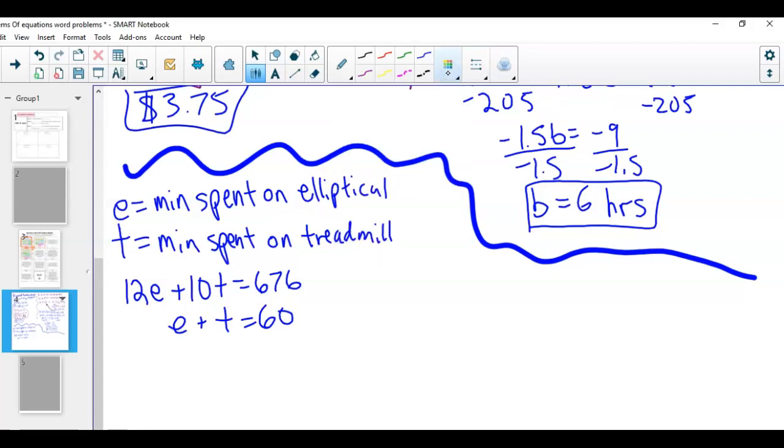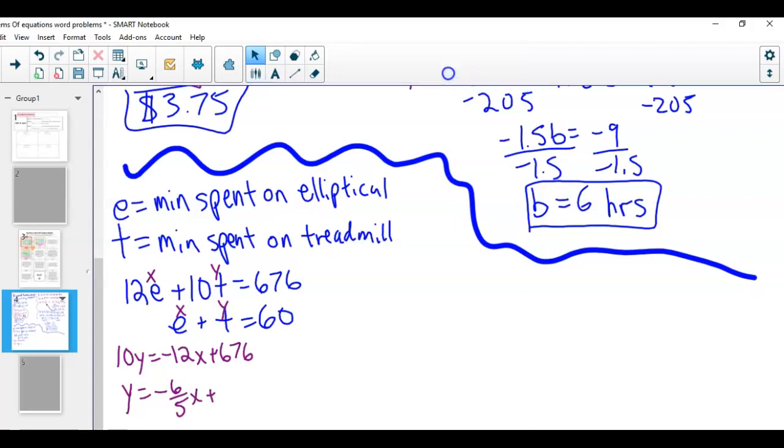In this example, again, I'm going to graph, but in this case, I'm going to show you how I would solve both of these, to graph both of them if 676 or 60 were smaller. So for the first one, that would be 10y equals negative 12x plus 676, and then divide everything by 10. That would be negative 6/5 x plus something as a decimal.